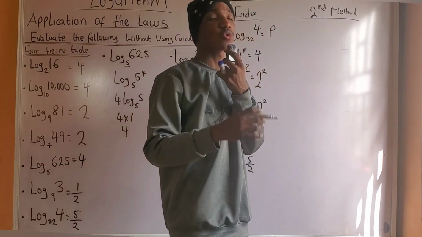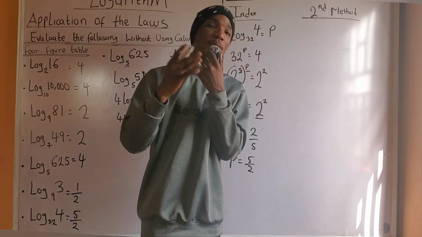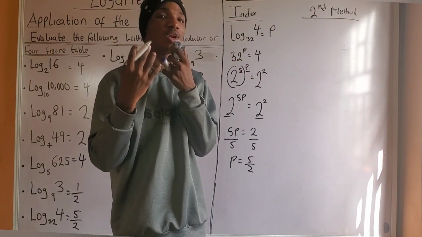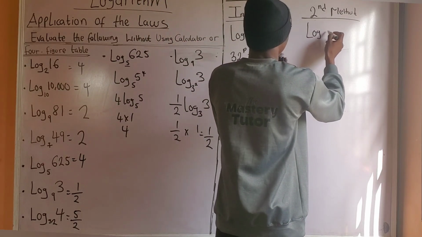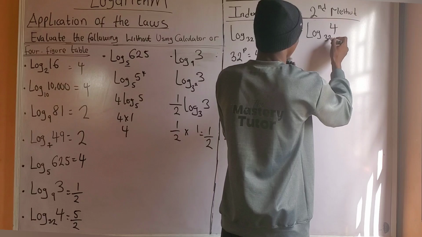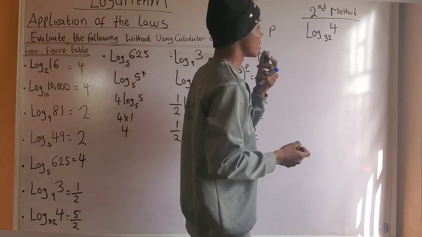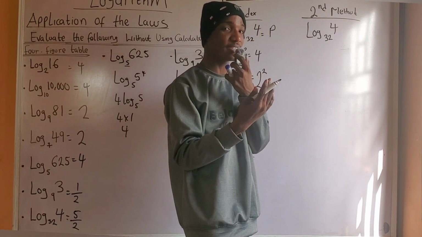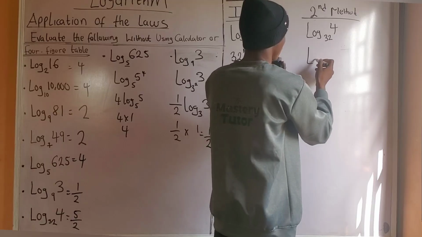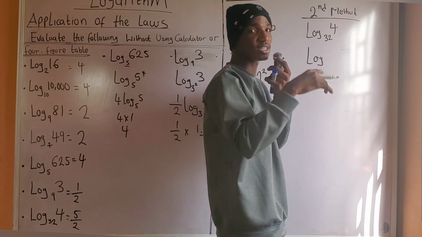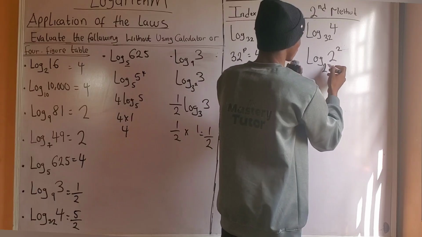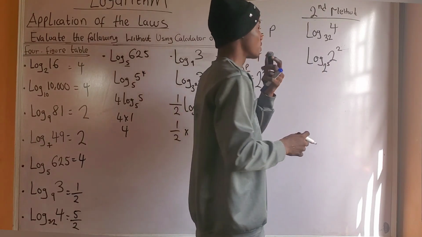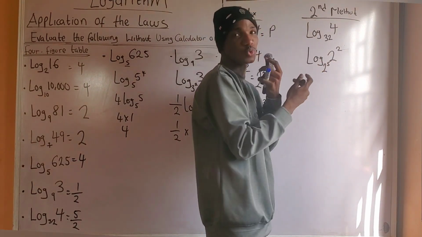In this second method, we are going to be combining two laws, the log of a power and the base power law. So now we have log 4 base 32, right? Okay. Now 32 can be written as 2 raised to the power of 5, right? So I'm going to have log, also 4 can be written as 2 raised to the power of 2. So I'm going to have log 2 raised to the power of 2 base 2 raised to the power of 5. Are you getting it? 2 raised to the power of 5 is 32.